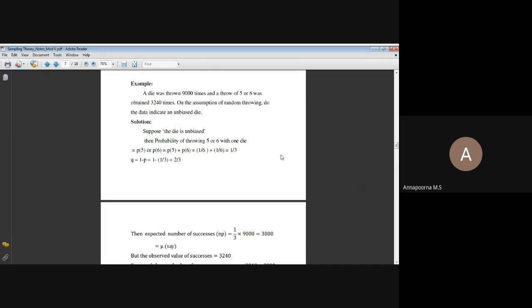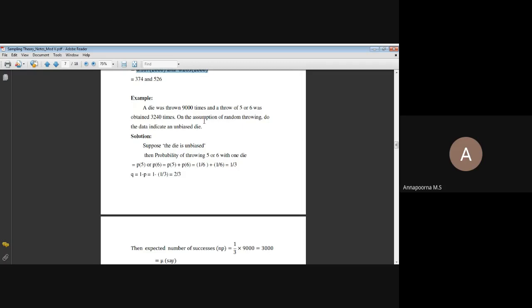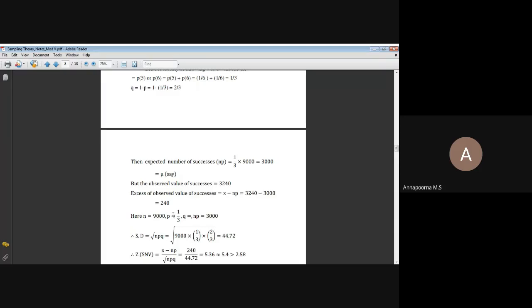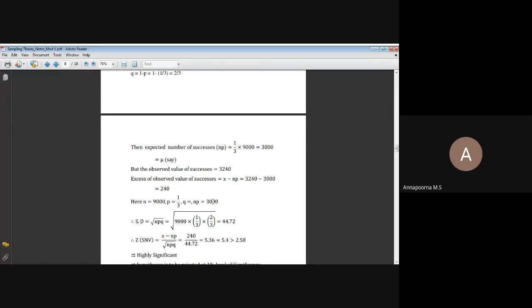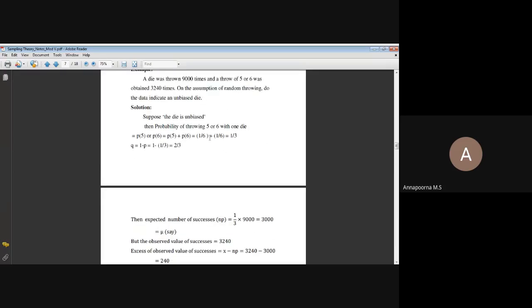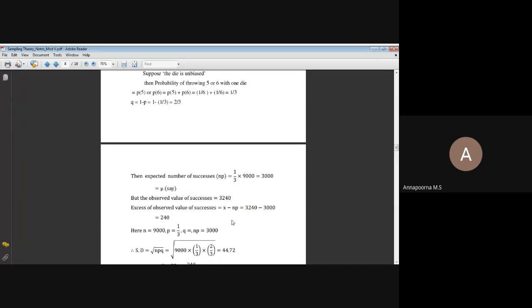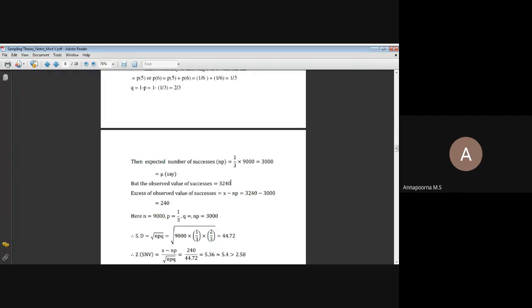And here N is what? N is 9,000. So you write down, N is 9,000, P is 1 by 3, Q is 2 by 3. So N into P value is what? It is 3,000. We should get only 3,000 numbers of 5 and 6. But here we are getting 3,240 times the values of 5 and 6. So this number you take as X, the observed number. So therefore it is 3,240.